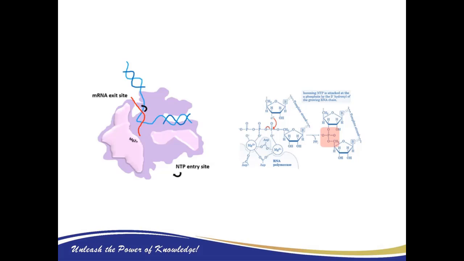Now for polymerization to occur, the specific catalysis is known as metal ion catalysis. Here the magnesium is actually used to stabilize the triphosphate that is entering as NTPs from the NTP entry site. Now the newly synthesized strand, which is complementary to the template strand, attacks the phosphate linkage using a nucleophilic attack, and as a result the new strand is complementary to the template strand. That means the newly synthesized mRNA is elongated.